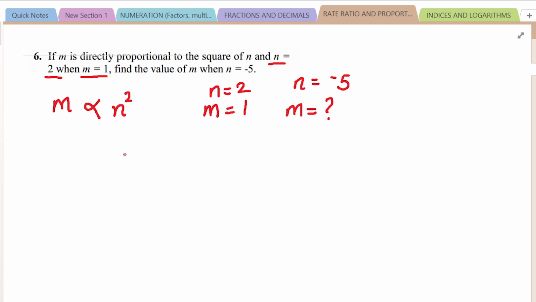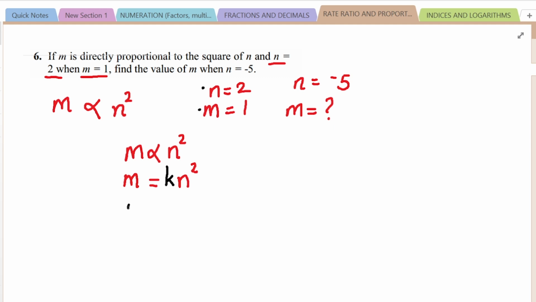Alright, so we have an expression here, first of all, that m is directly proportional to n squared. What we are going to do is remove this proportionality sign and introduce an equal sign. But for us to remove this proportionality sign, it comes with what we call a constant of proportionality. Let's call it k. It could be any other letter. So we first have to find the value of k. Since we have two values that we know, when m is 1, n is 2, we can use those to find the value of k.